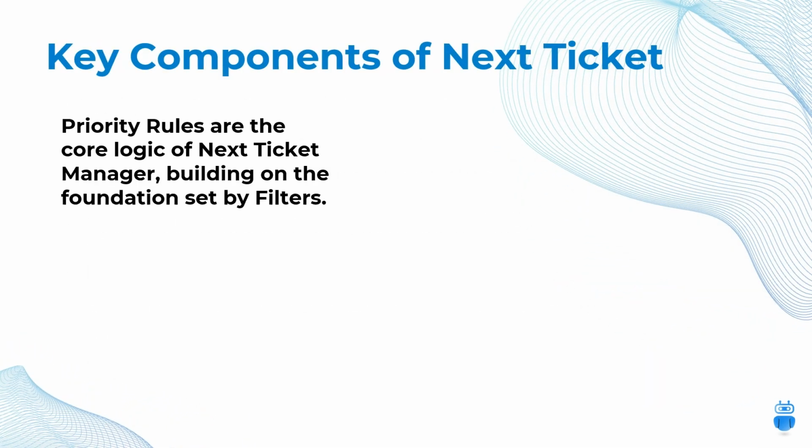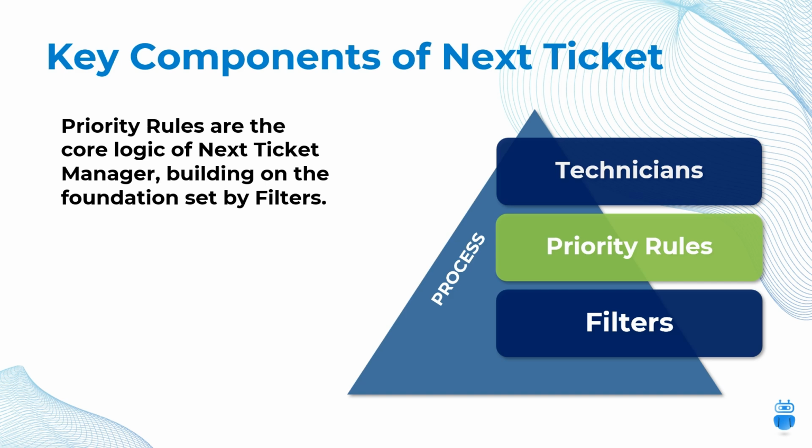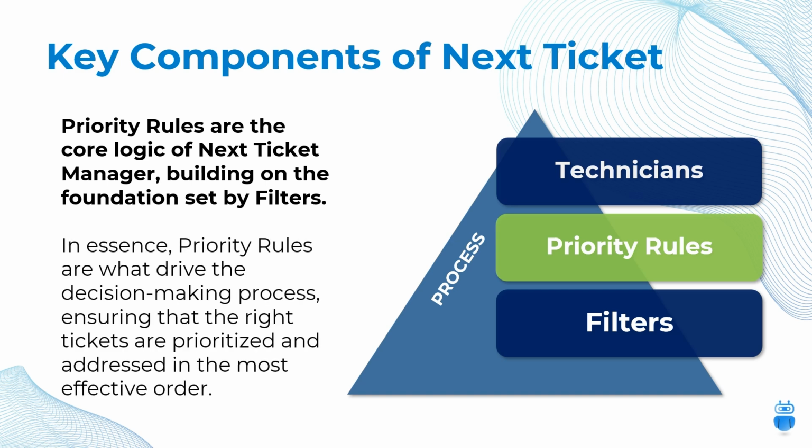Priority rules are the core logic of Next Ticket Manager, building on the foundation set by the filters. Once filters have determined which tickets are eligible, priority rules come into play to assess and rank these tickets based on predefined criteria. By using priority rules, Next Ticket Manager ensures that technicians always work on the highest impact tasks first, optimizing the flow of work and enhancing overall efficiency. In essence, priority rules are what drive the decision making process, ensuring that the right tickets are prioritized and addressed in the most effective order.